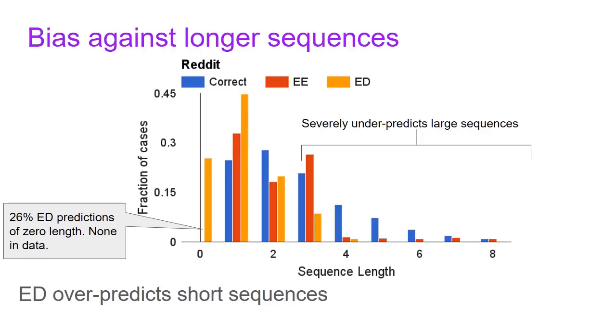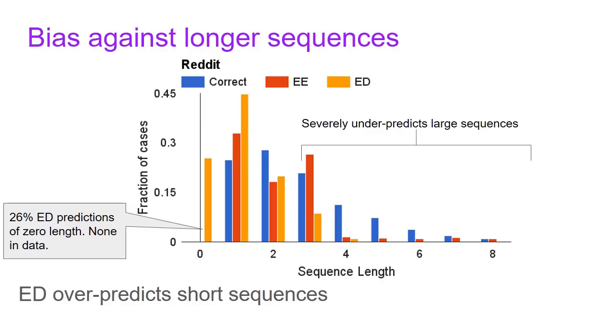So here is one plot to show that. On the x-axis you have sequence lengths. On the y-axis you have the fraction of cases which have this sequence length. The correct is what is there in the data. So in blue is the distribution of sequence lengths you see in the data. Here it shows that 25 or more percent of the responses are of length 1. You say, okay, great, good, those kinds of responses, right? And the orange is what the encoder-decoder model predicts.